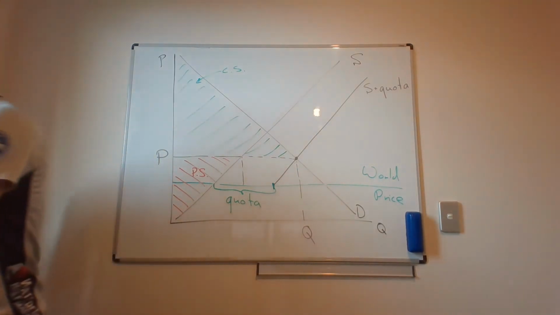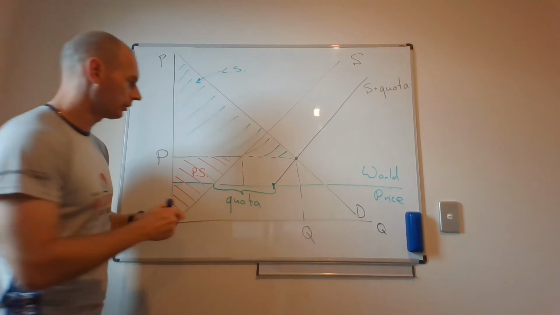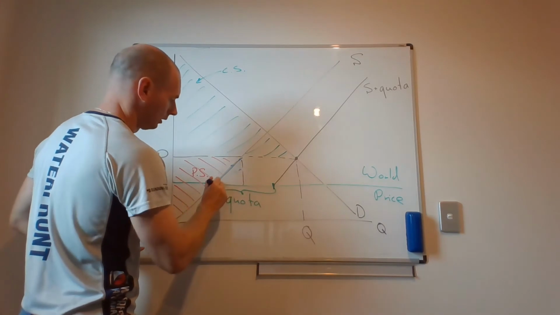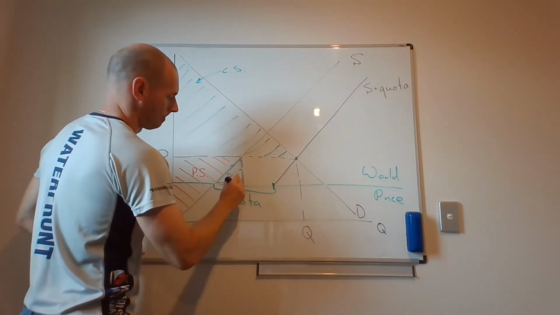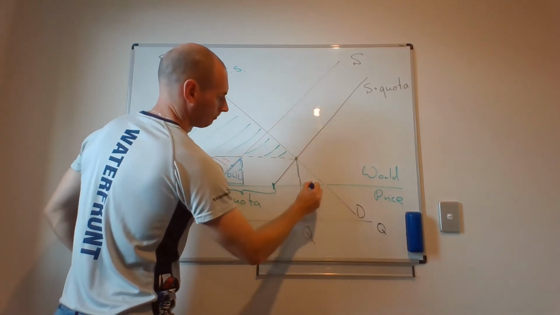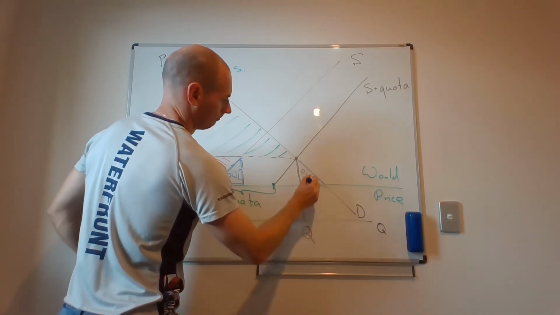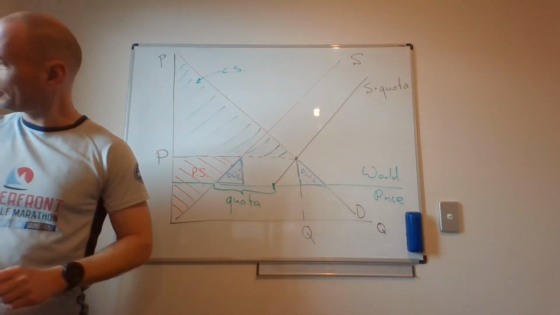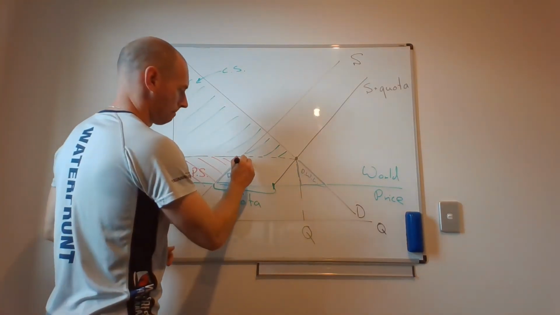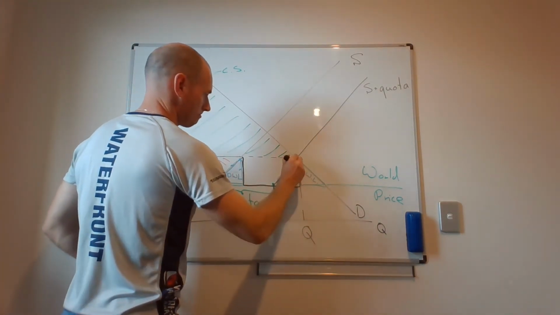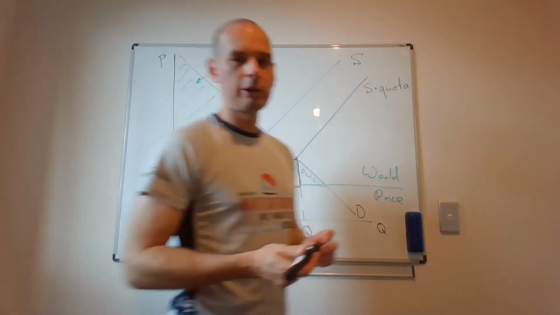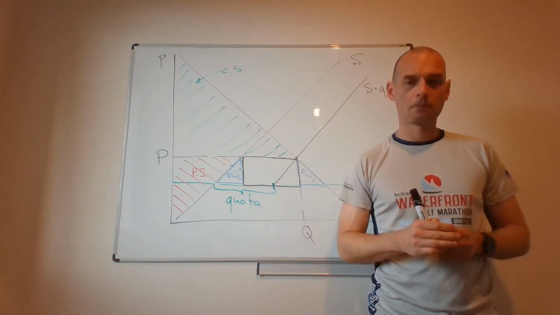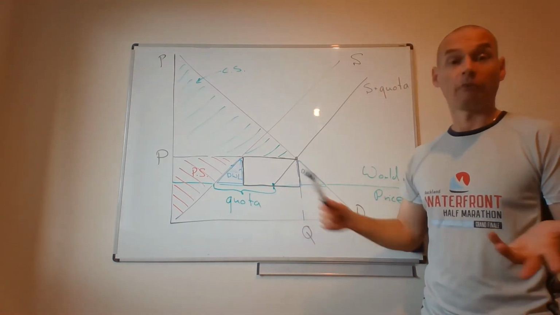Now, these two triangles right here, these are my deadweight losses. I shouldn't shade them, I should rather do like this. Now, an interesting question is, who gets this rectangle? In case of a tariff, this rectangle was the tariff revenue. The government essentially did that.